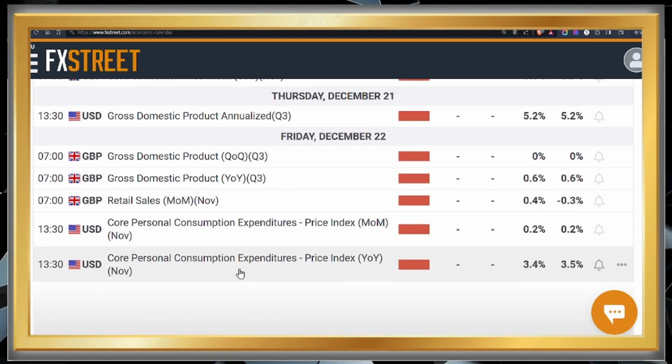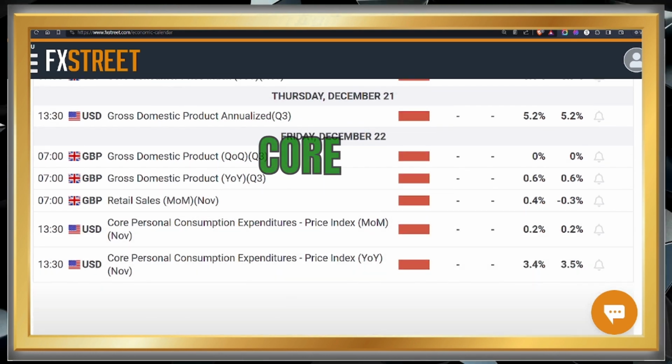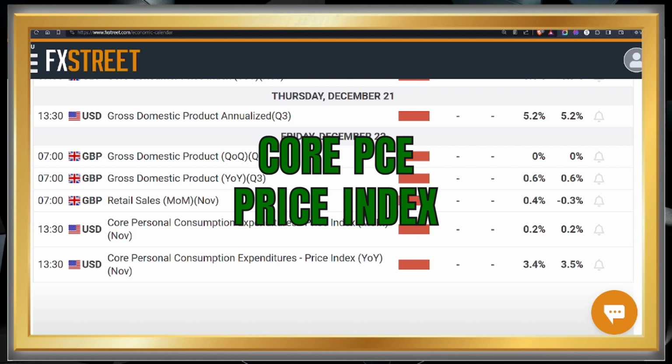Then finally on Friday, we shall be anticipating the core PCE, known as the Personal Consumption Expenditure Price Index, which measures the average change over time in the prices paid by consumers for goods and services, excluding volatile food and energy components.